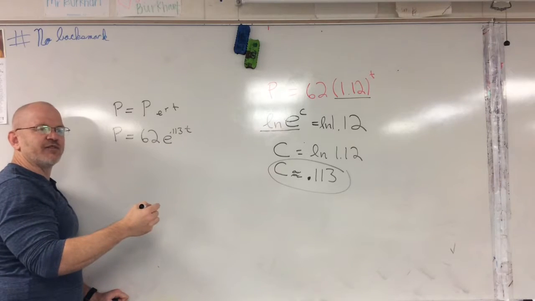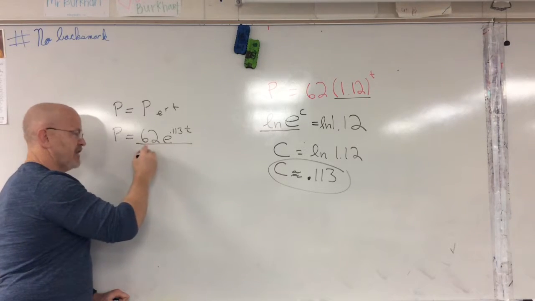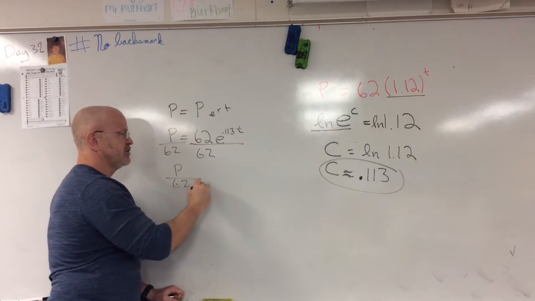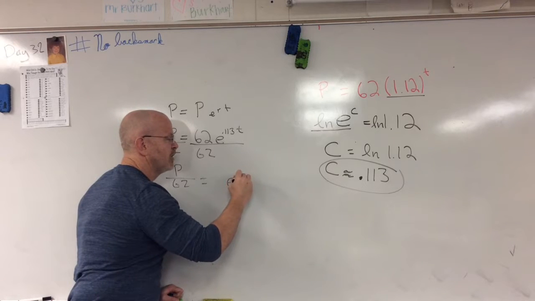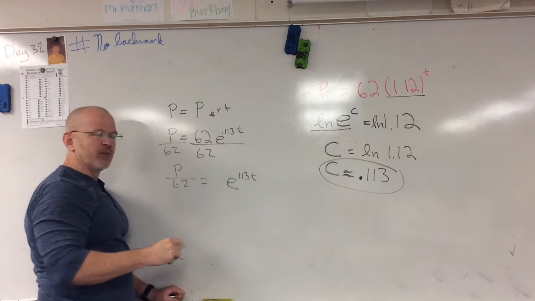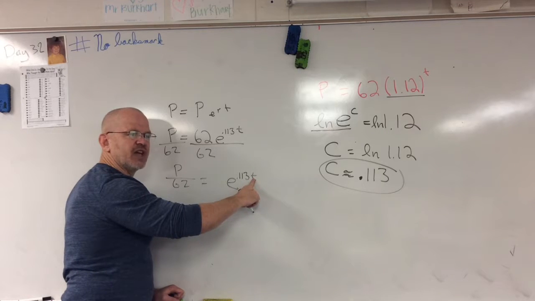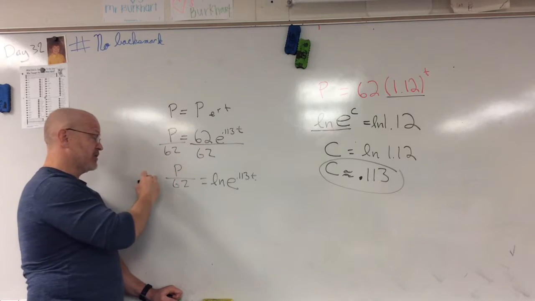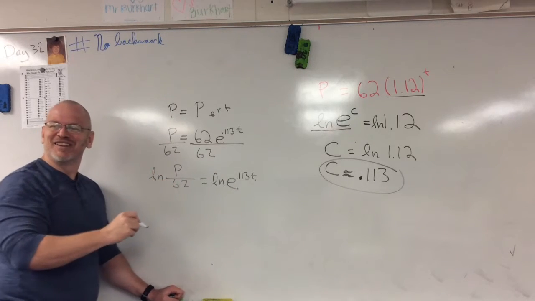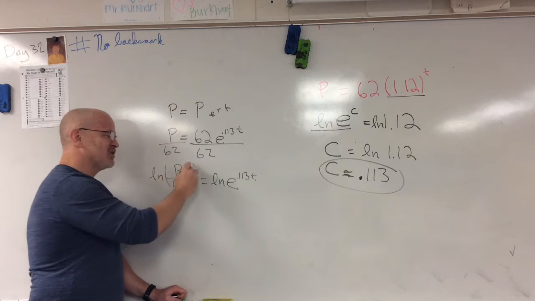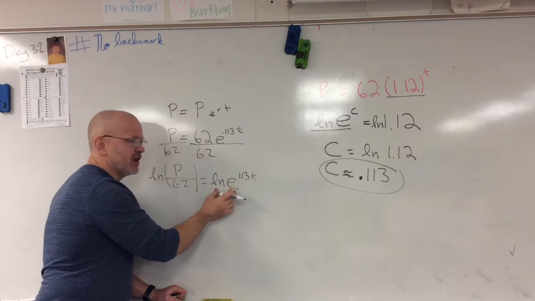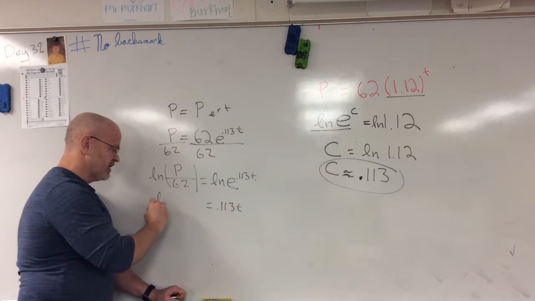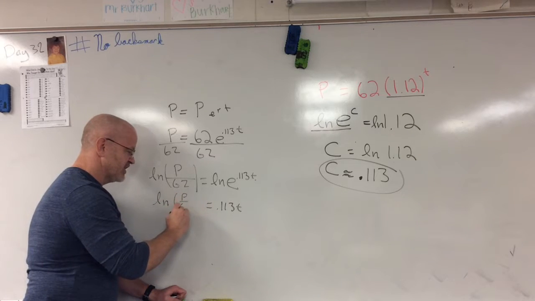What's the first thing I have to do to solve for T? Divide by 62. Which gives me P over 62 equals E to the 0.113 T power. I want to bring that variable to the base level. So what do I do to both sides? I don't multiply. I take the natural log of both sides. It looks like you're multiplying though, doesn't it? Because we're putting ln in front. So I take the natural log of both sides. These cancel or become 1. And I have 0.113 T right there is equal to the natural log of P over 62.